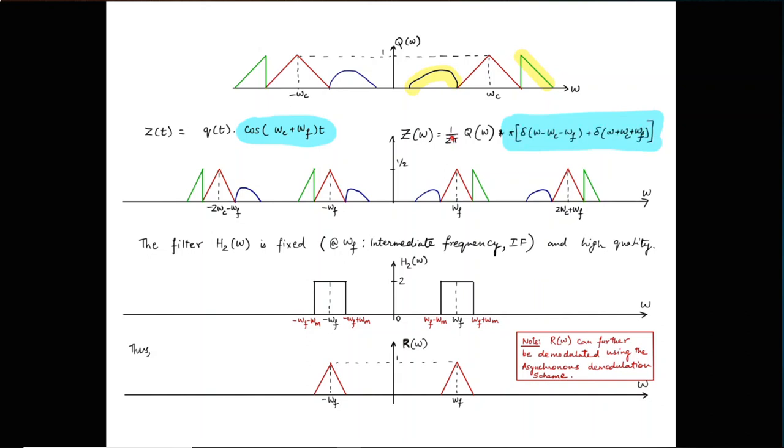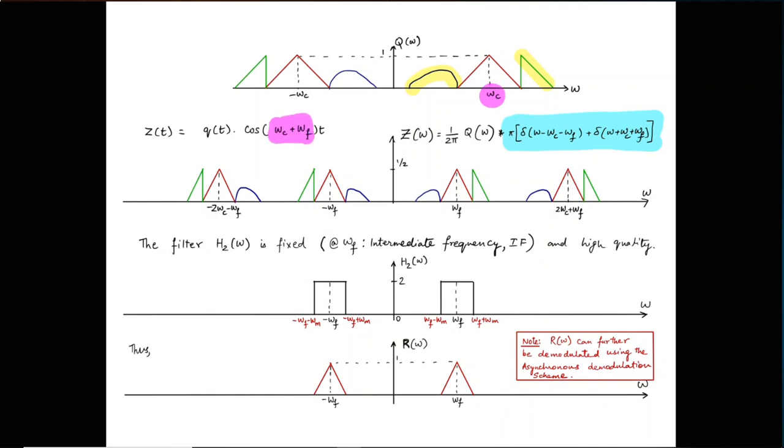And obviously there will also be a 1 over 2 pi factor. So when you multiply q of omega with cosine, the entire q of omega will move up and down. You will have sum and difference frequencies with respect to omega c plus omega f, right? So I'm going to highlight those frequencies here. So let us say I am highlighting omega c here and omega c plus omega f here.